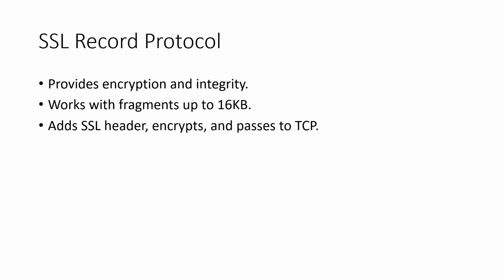The SSL record protocol handles the bulk of SSL's work. It takes application layer data and breaks it into fragments, no larger than 16 kilobytes. Each fragment may be optionally compressed. Then a MAC or message authentication code is appended to verify integrity. The combined data is encrypted. Then an SSL record header is added to create a record. This record is then handed to TCP for transmission. The result is an encrypted, tamper evident, neatly packaged message.